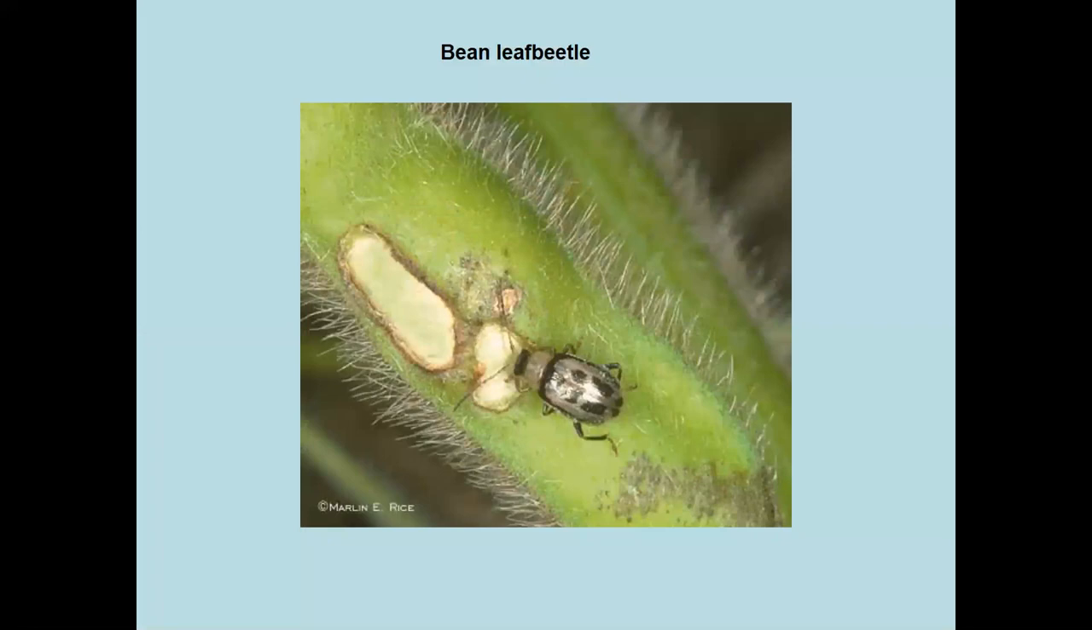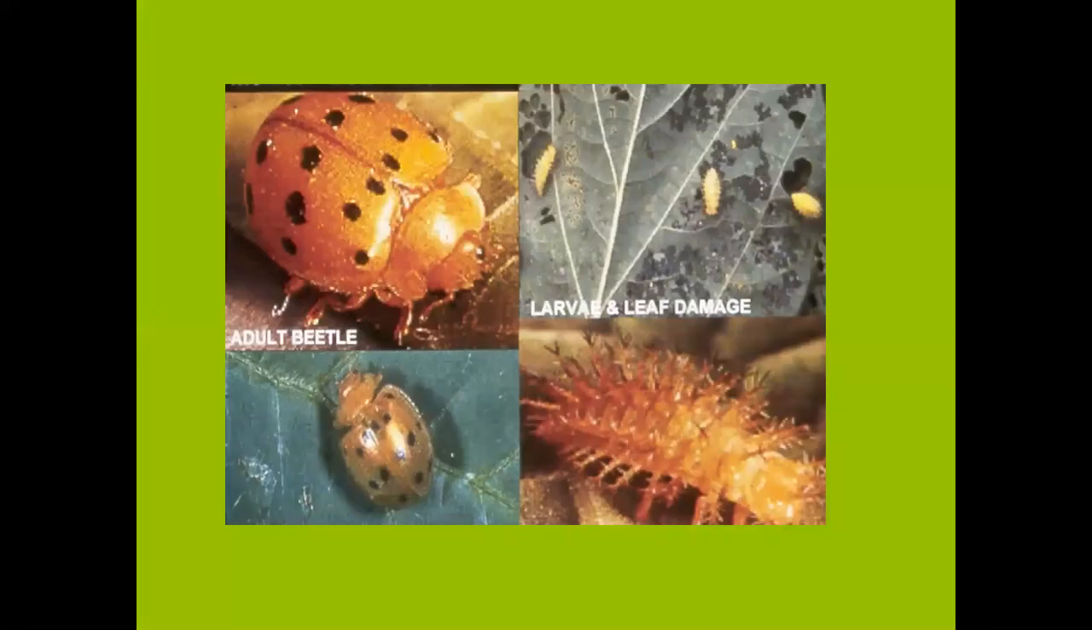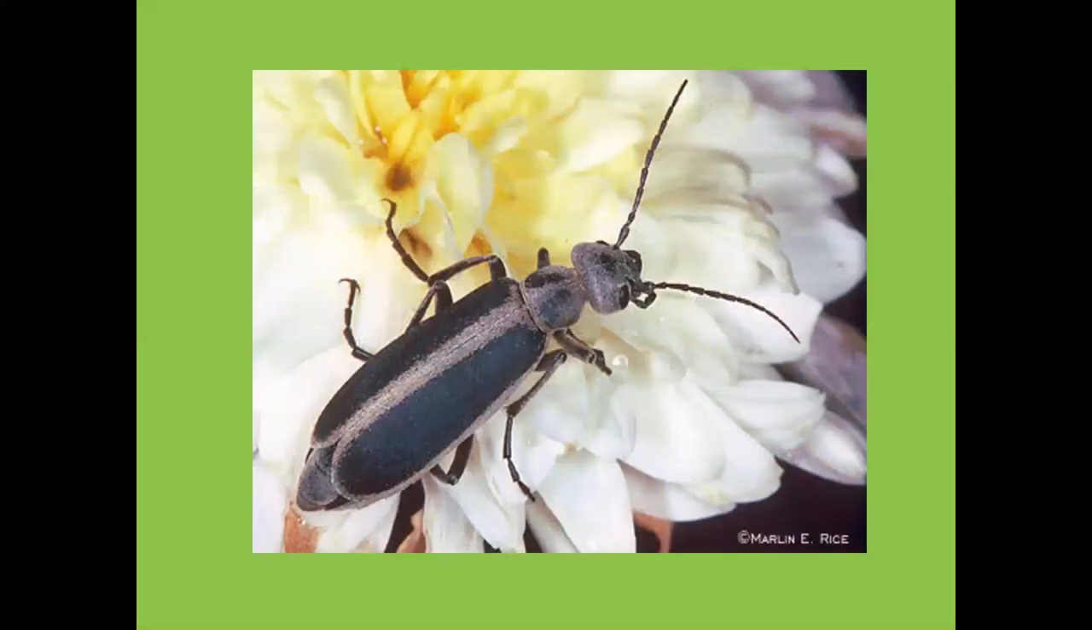Bean leaf beetles can feed on soybean pods, and they can graze through the pod and allow water to get into the pod and rot the beans. Mexican bean beetle can also feed on foliage.